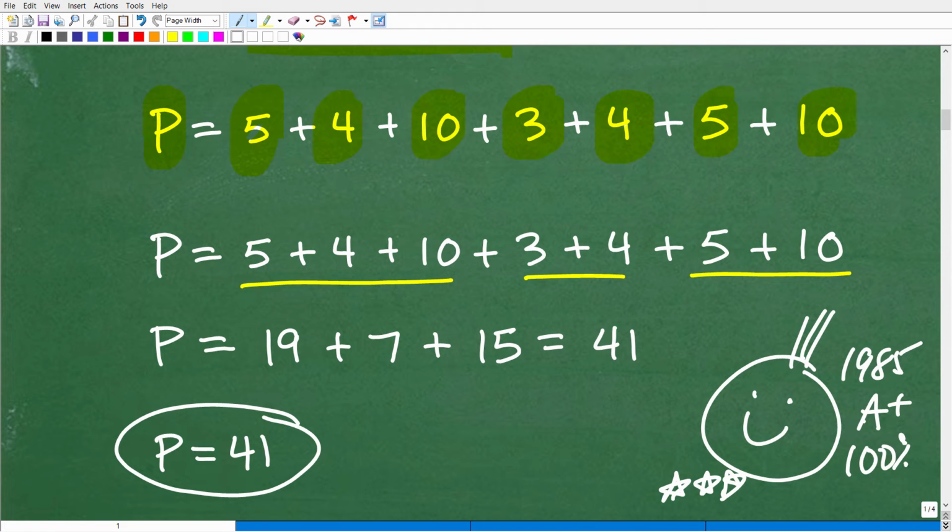Okay, but here's the thing. Let's say you got like 39 or 42. Let's say you were close. You understood what to do, but you made a little error. All right, well, that can happen. But let me show you some techniques here. And this is the concept of chunking.